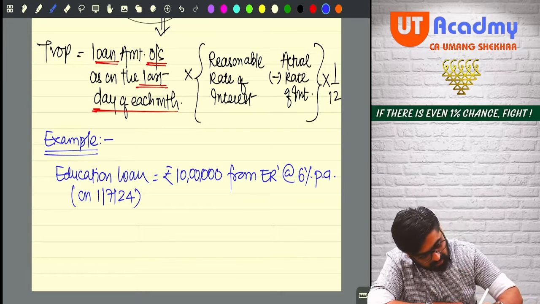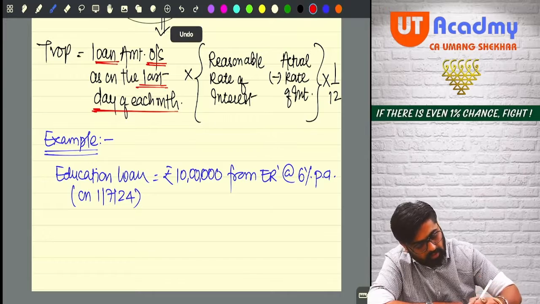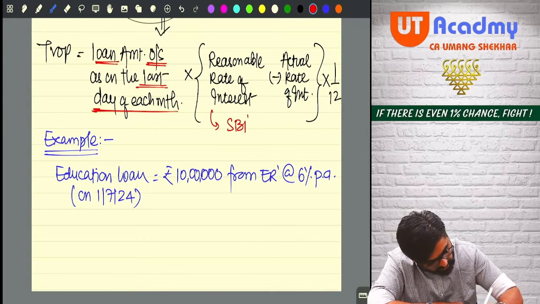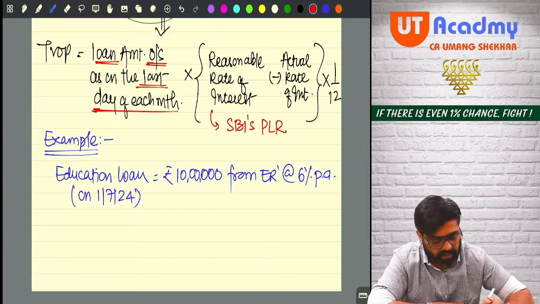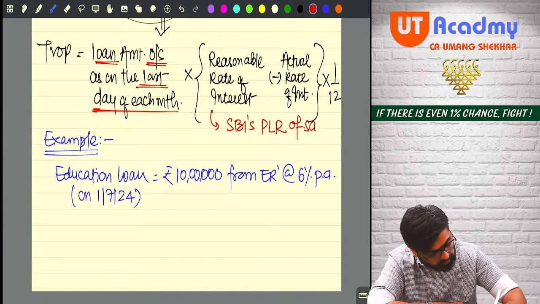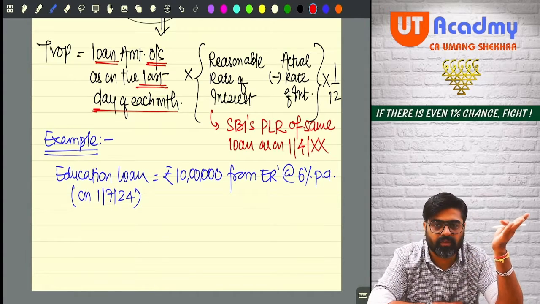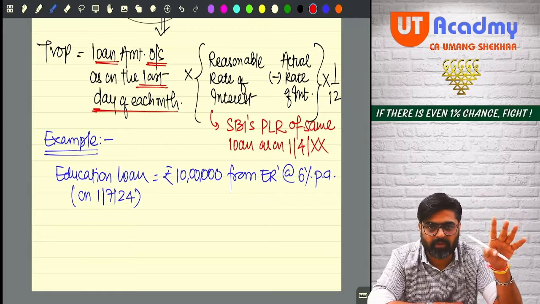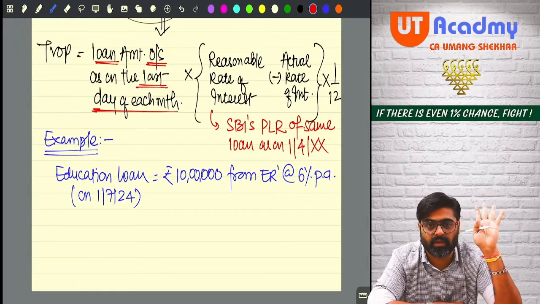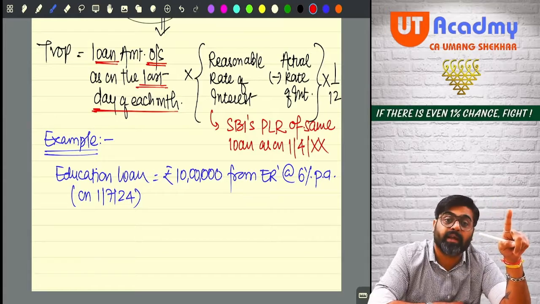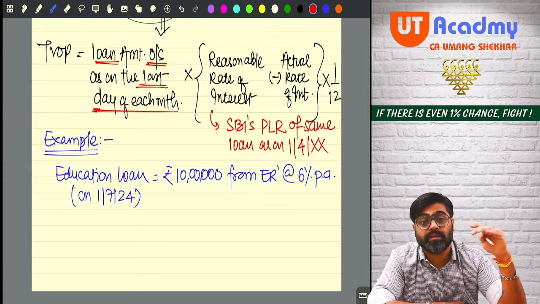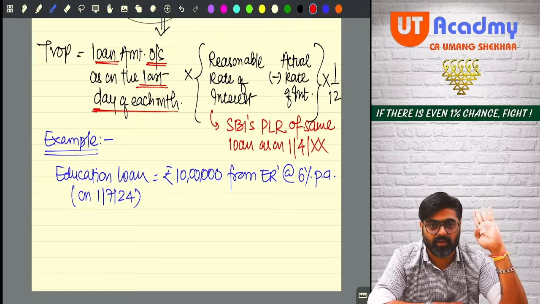So this reasonable rate of interest, what will you take here? You will always take SBI's prime lending rate, PLR, of the same loan as on 1st April of the previous year. So you are supposed to take the relevant previous year. Whatever is the relevant previous year, as on the first day of that relevant previous year, what was SBI's prime lending rate for this type of loan? That is the standard, that is the reasonable rate which you should have paid.